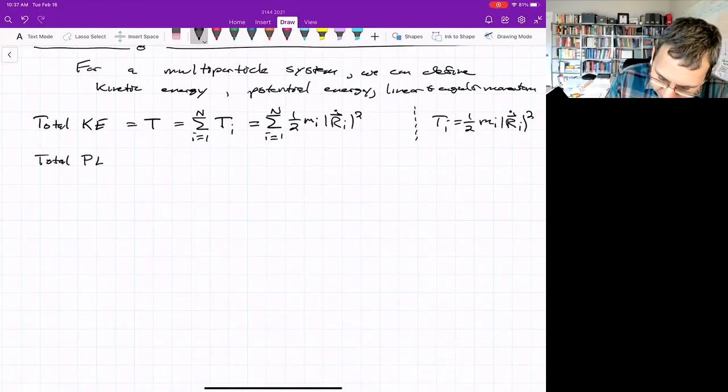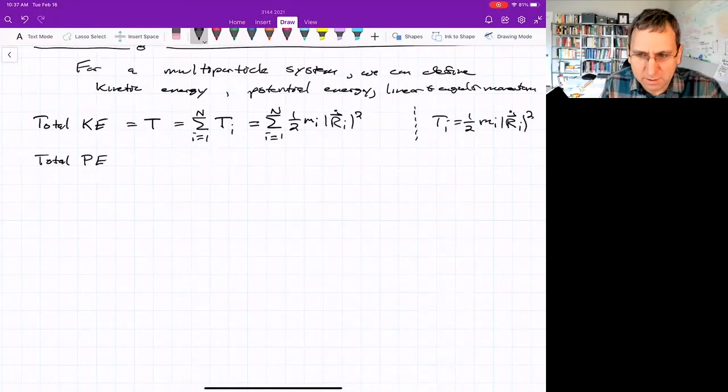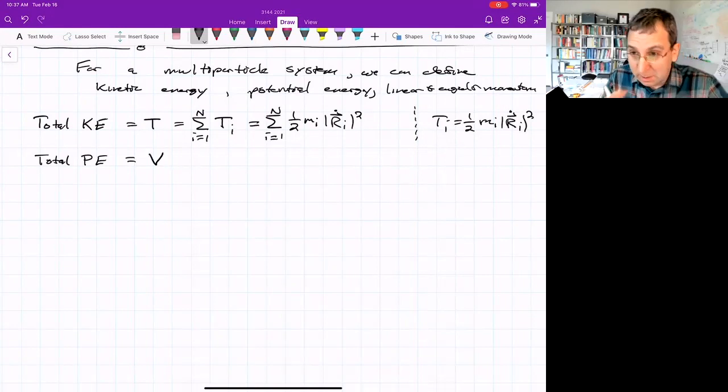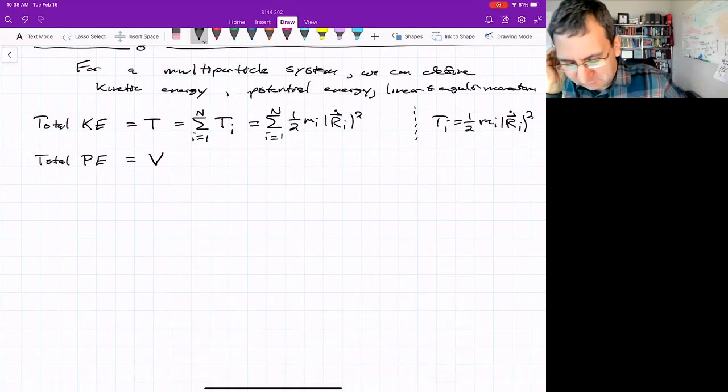The total potential energy depends on the forces at work. So the total potential energy, we usually just write that as V. And you might ask, can we write this as the sum of the individual potential energies?